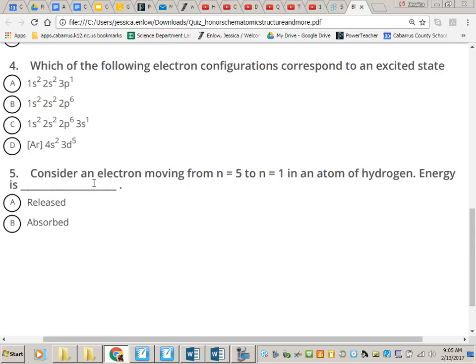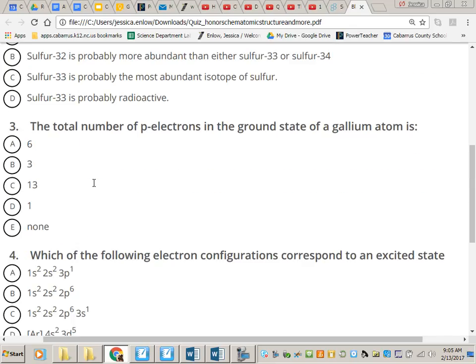Oh, the answer was, I'm sorry. Was it the number of p electrons? Yeah. So it should be 13, right? No, sorry, 6. Yeah, 13. 6 plus 6 plus 1.